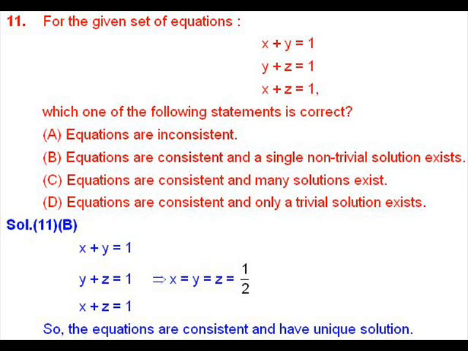Question number 11. For the given set of equations x plus y equals 1, y plus z equals 1, x plus z equals 1, which one of the following statements is correct? It is given that x plus y minus 1 equals 0, y plus z minus 1 equals 0, x plus z minus 1 equals 0. By solving these equations, we will get x equals y equals z equals 1 by 2.